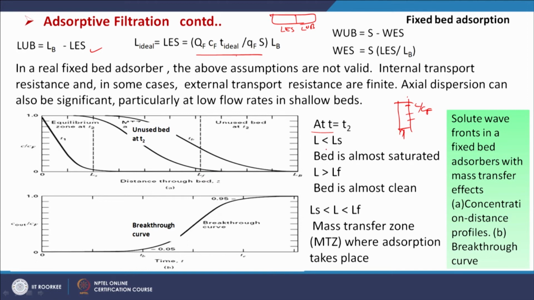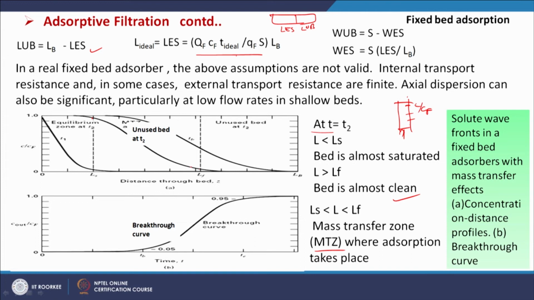Now, if L is less than Ls for t equal to T2, that means this part, then we can say that the bed is almost saturated, because C by Cf is almost near to 1 up to this, then it gradually decreases. At Lf, when L is greater than Lf, that means this part is not used at all, the unused bed, an almost clean bed. But in between Ls and Lf there is some mass transfer, so this part is the mass transfer zone.